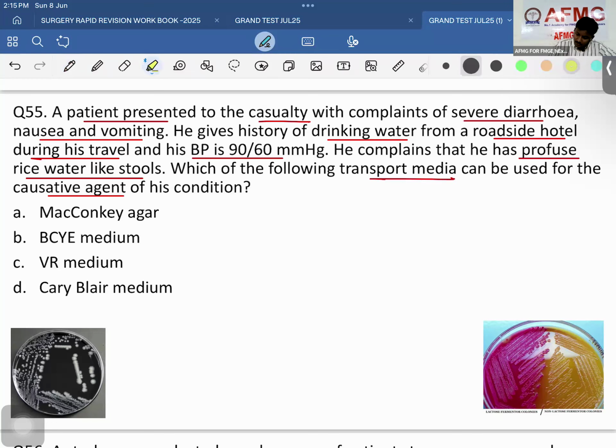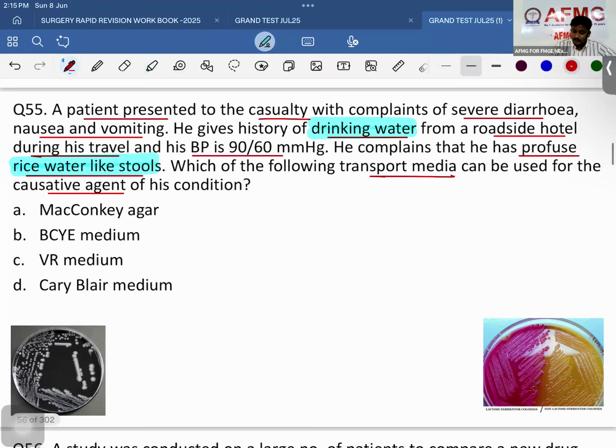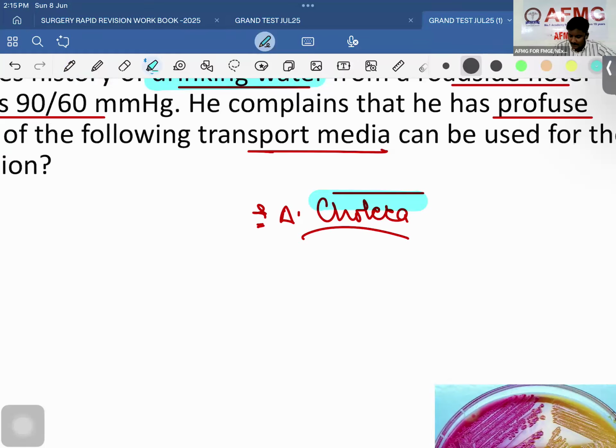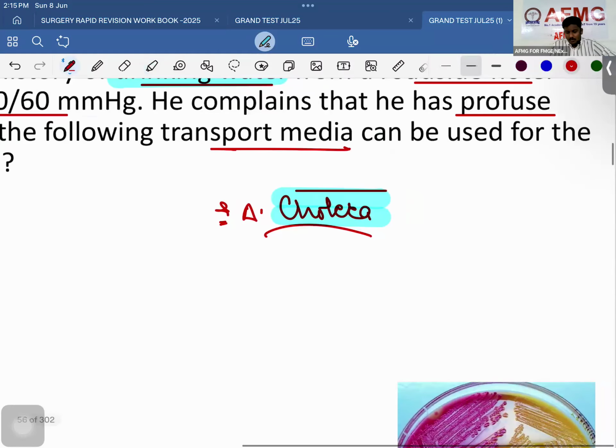So I hope all of you are quite aware. He has drunk water from a roadside hotel. That means it is having a fecal-oral route of transmission. Second, rice water like stools confirms your diagnosis of cholera. So the provisional diagnosis of this condition is nothing else but cholera. If I talk about cholera, we know it is caused by a bacteria known as Vibrio cholerae.